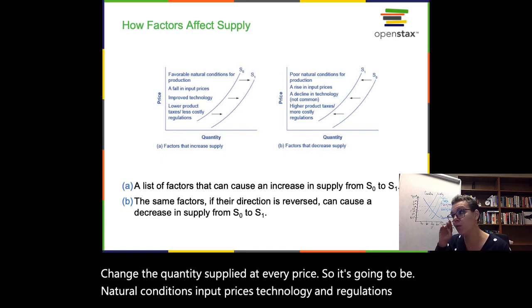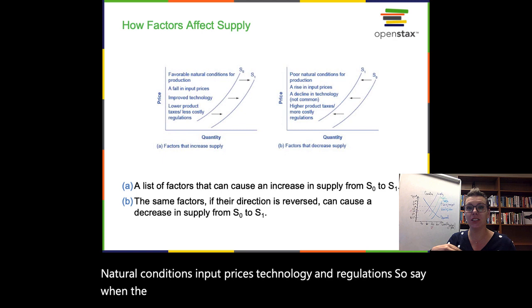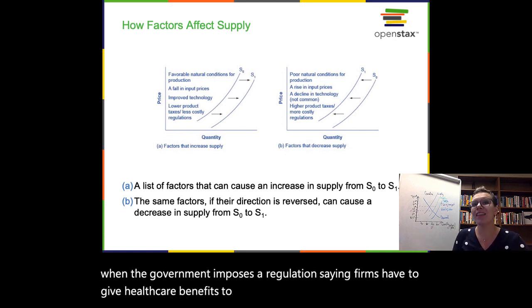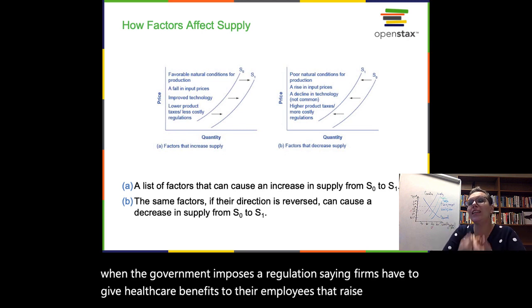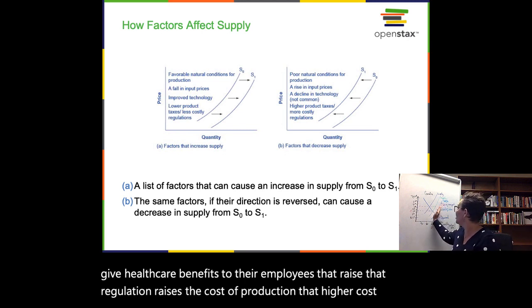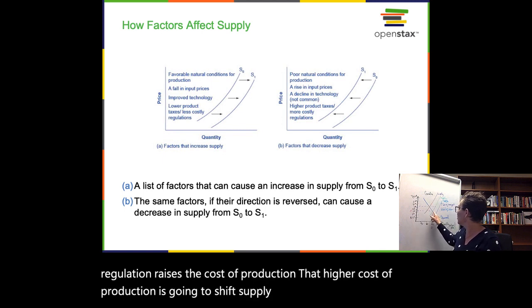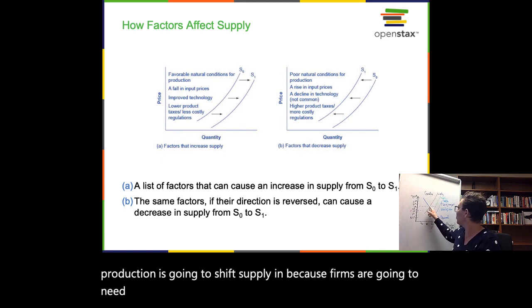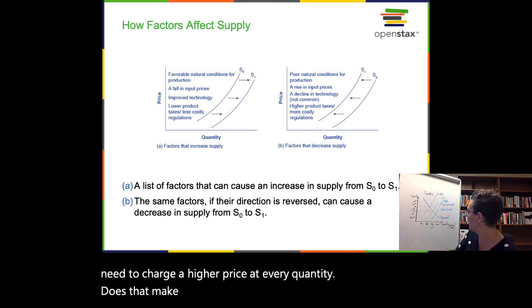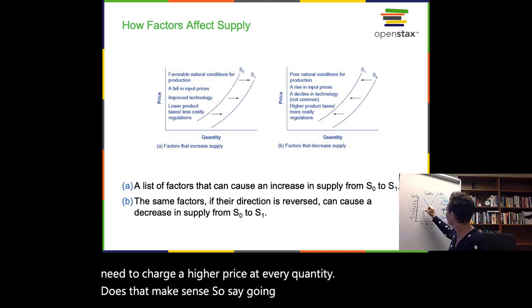So say when the government imposes a regulation saying firms have to give healthcare benefits to their employees, that regulation raises the cost of production. That higher cost of production is going to shift supply in because firms are going to need to charge a higher price at every quantity. Does that make sense? So say going from here to here.